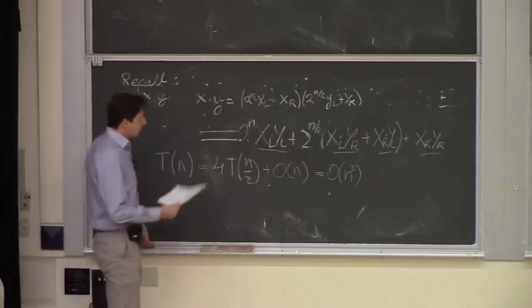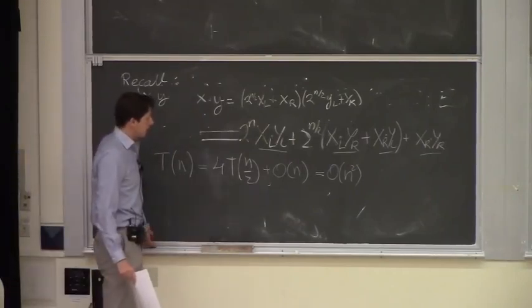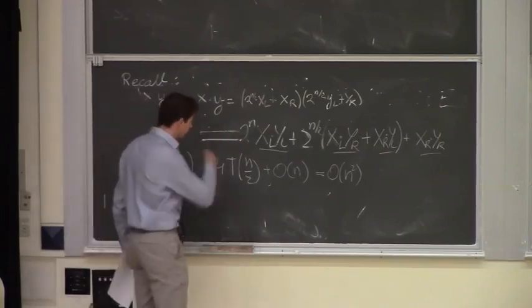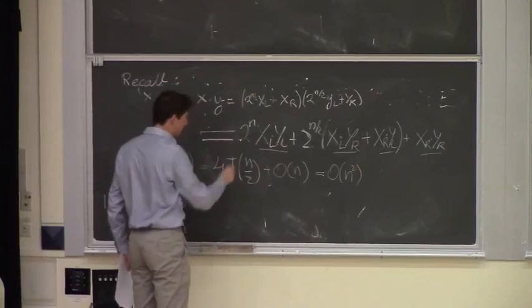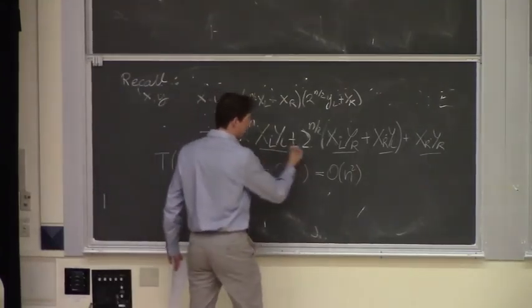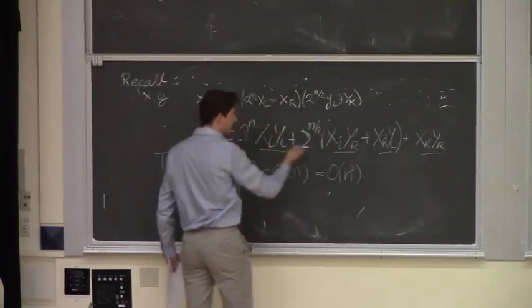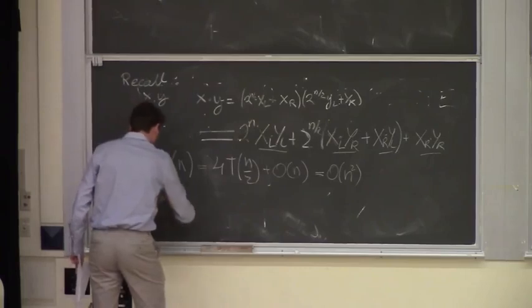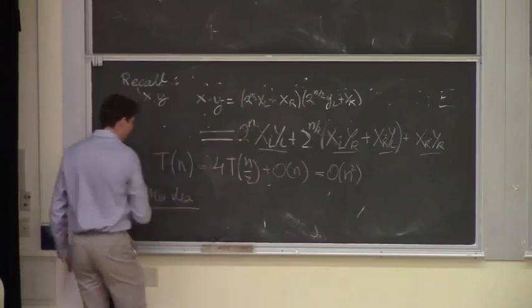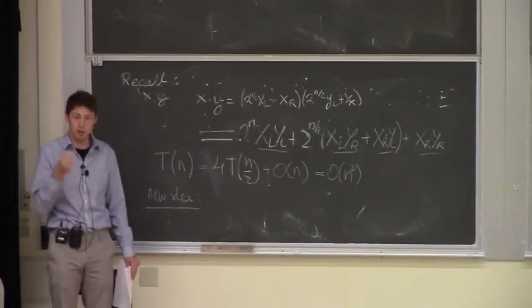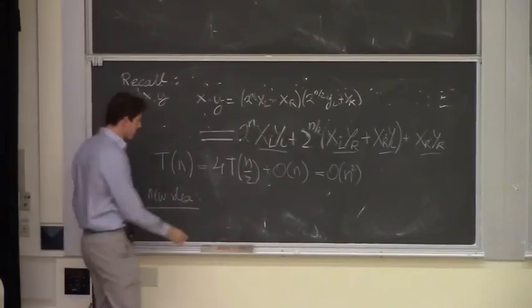But there was a way to tweak this algorithm to achieve something more interesting, okay? It doesn't really matter exactly how it was, but let me maybe remind you of it. The new idea was to still recurse, but recurse in a smarter way so that instead of having 4 subproblems, you have just 3 subproblems, okay?